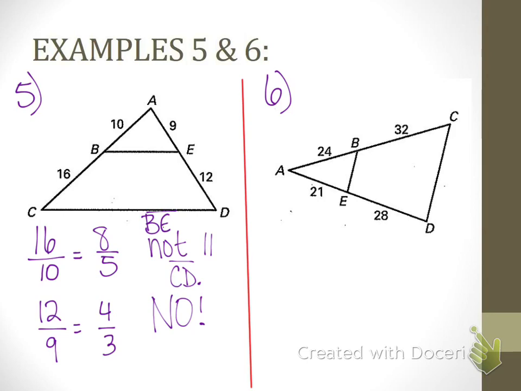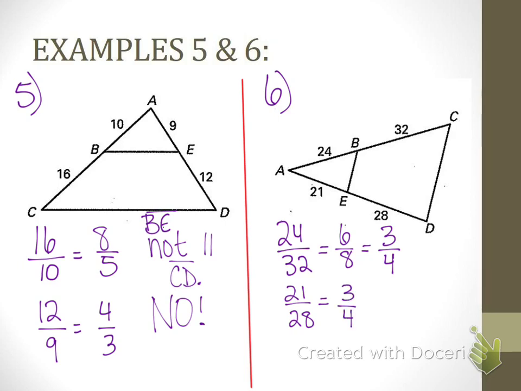Okay, moving on to example 6. Give me one of the ratios I should be looking at. 24 over 32. Okay. If I'm using 24 over 32, what should my other ratio be? 21 over 28. Good. Make sure you're being consistent when you write your ratios. 24 over 32 simplifies to be 6 over 8. Okay, keep going. 3 over 4. Good. Okay, that's as simple as that one gets. What about 21 over 28? 3 over 4. It also ends up being 3 over 4.